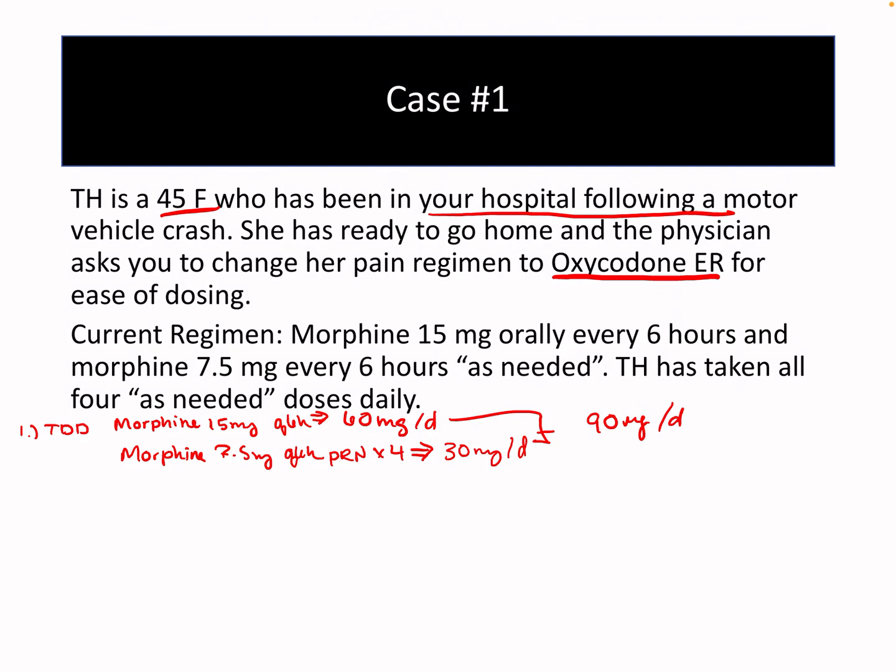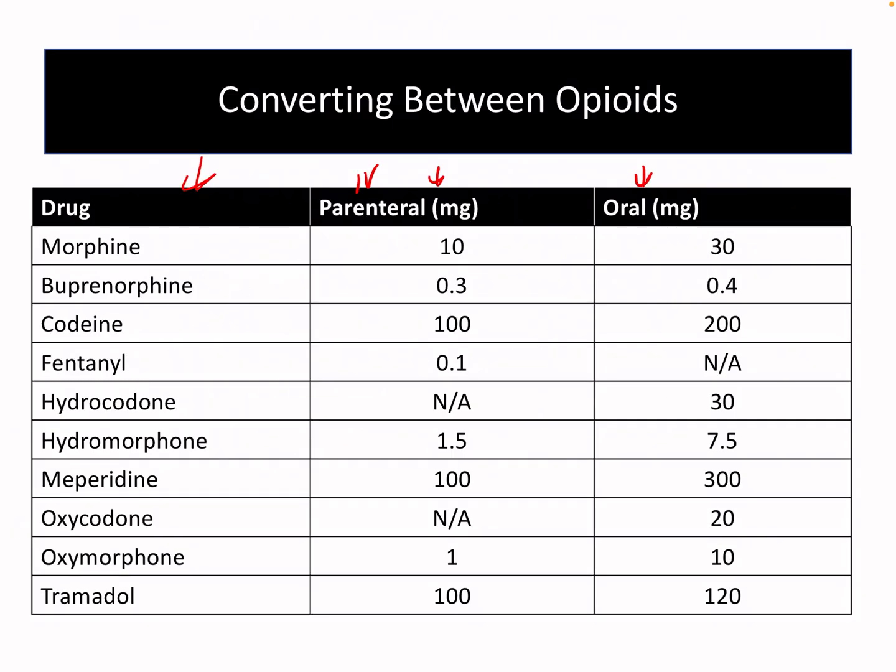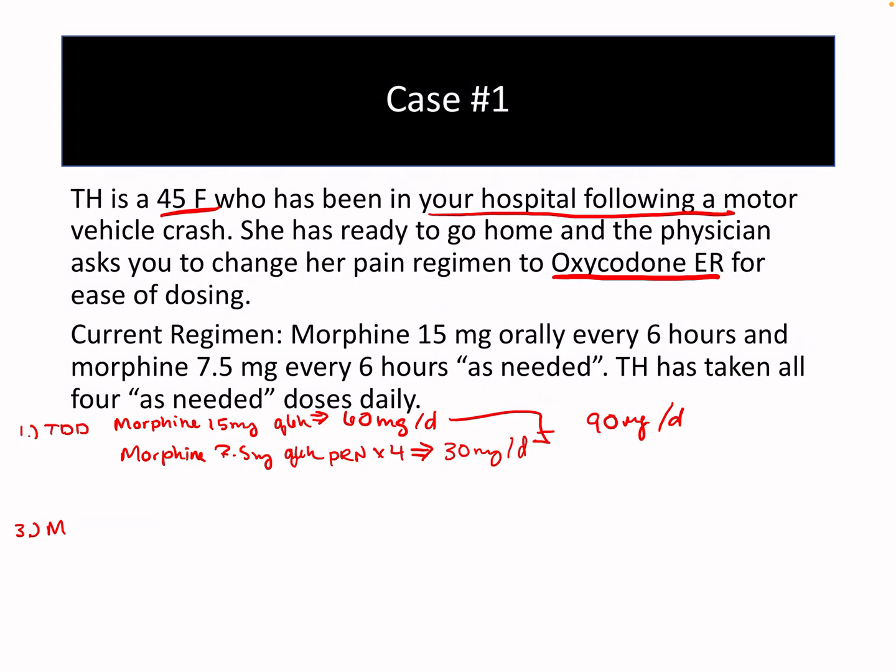Next, we want to know what our agent is that we're going to use. Now, they already told us that we have to use oxycodone. So that means that we can skip to type 3, which is, let's do the math. So, we're going to set up a conversion calculator here. We're going to do this equals this.